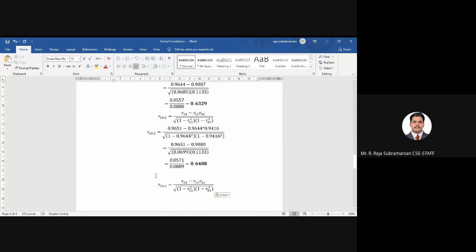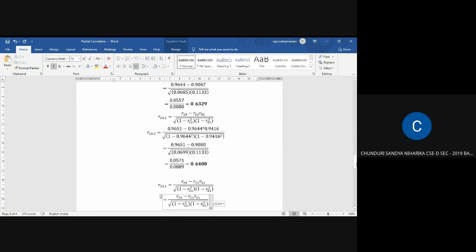R23.1 will be (R23 minus R21 R31) divided by the square root of (1 minus R21 squared) into (1 minus R31 squared). This is the formula. So take this. We have the R23 value as 0.9416. R21 and R12 are the same.